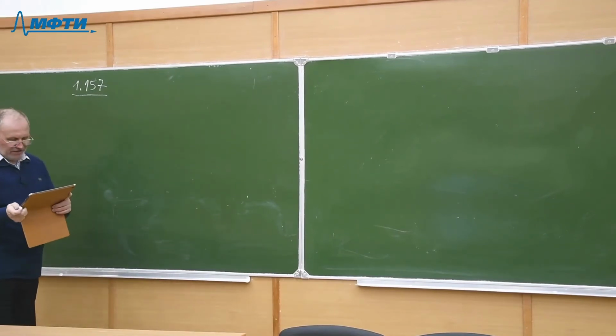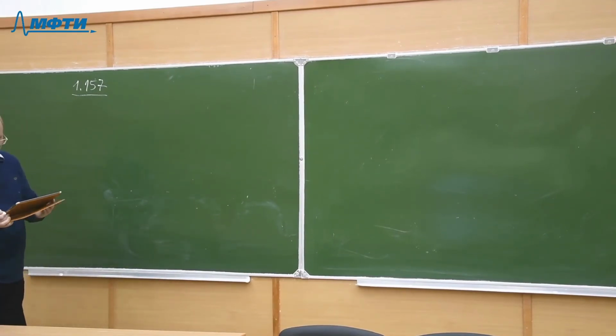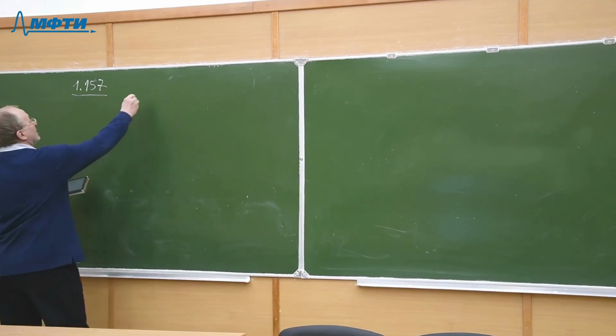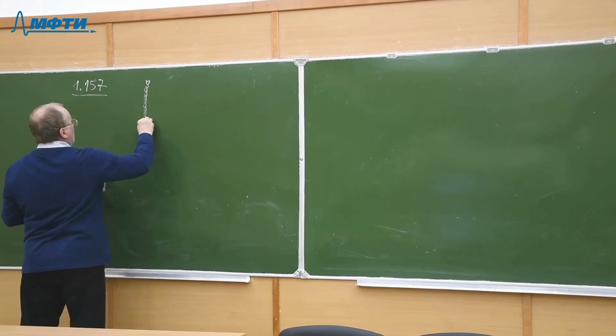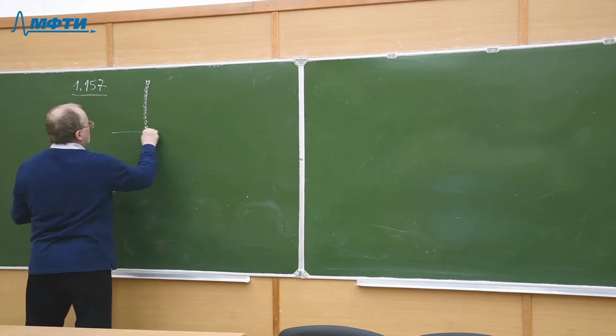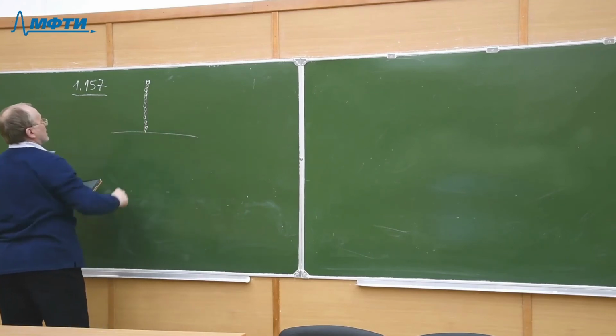A chain hangs on a thread and touches the surface of a table by its lower end. So there is a chain and it touches the table by its lower end.